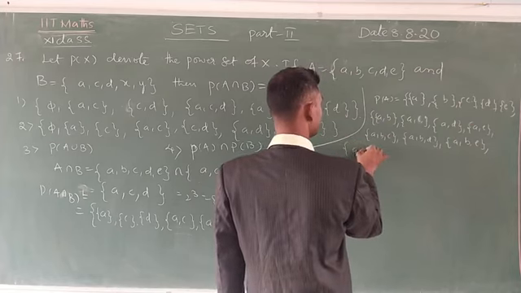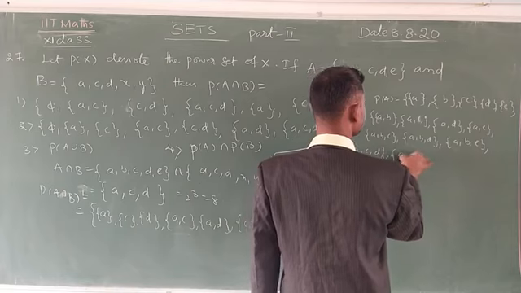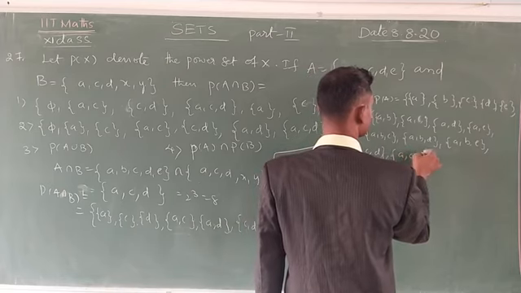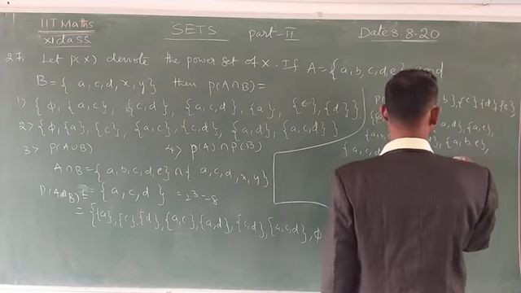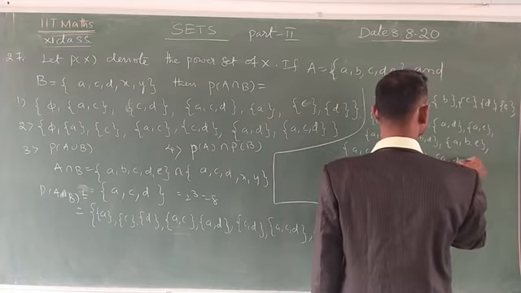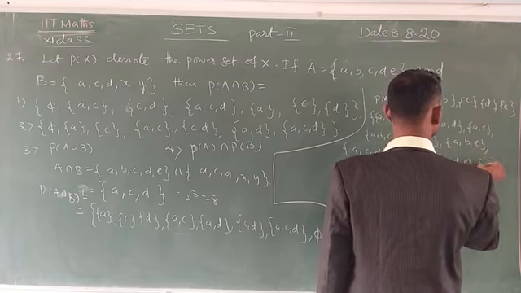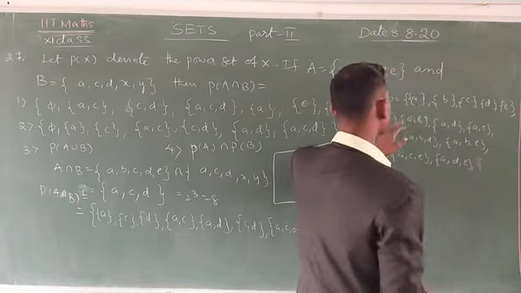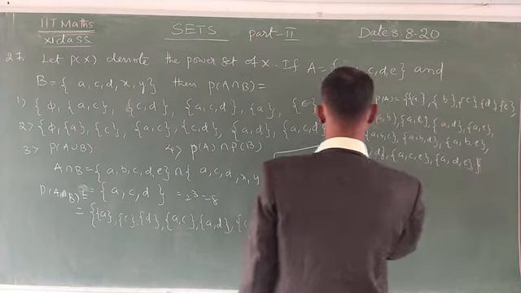Next one is set of ACD, set of ACE, next set of AD, set of ADE only. Now here 4 elements is no need, A, B, C, D are not 4 elements, that's why you can write here up to. Next one is P of B.